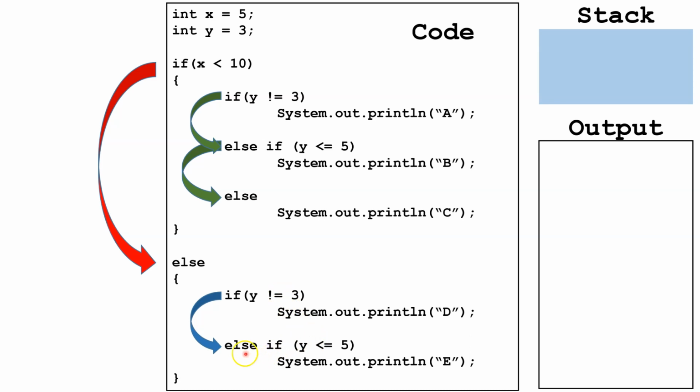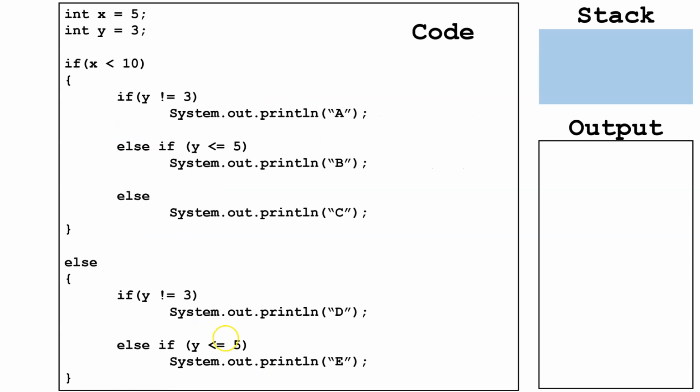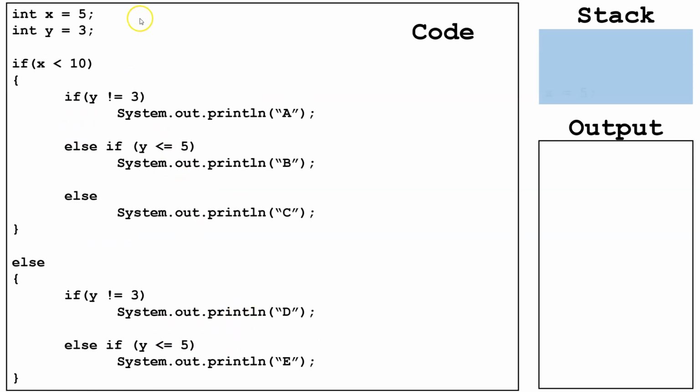Now let's try tracing this code. First, we're going to start by declaring x is equal to 5, and that'll appear on our stack. Next, we're going to declare y and set it equal to 3, which also appears on our stack. Now we evaluate this Boolean expression, x is less than 10. X is in fact less than 10. This evaluates to true, so we will run this block of code.